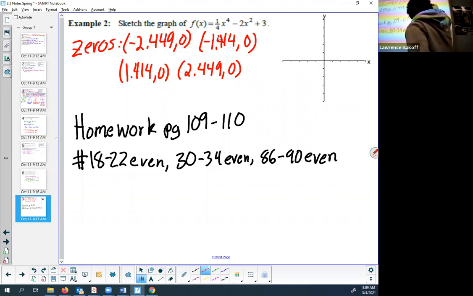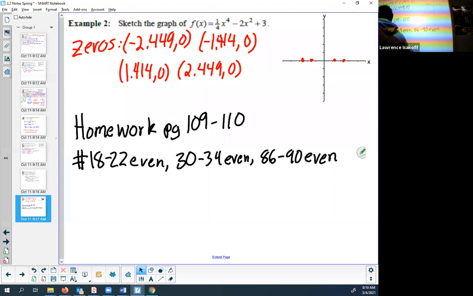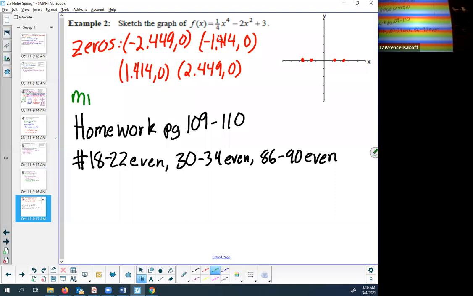So let me put those points on first. So that's right about here, right about here, right about here, and right about here. Again, accuracy isn't the very best on a hand sketch, but that's why I'm listing out what the actual zeros are. Now I know I have 2 mins.